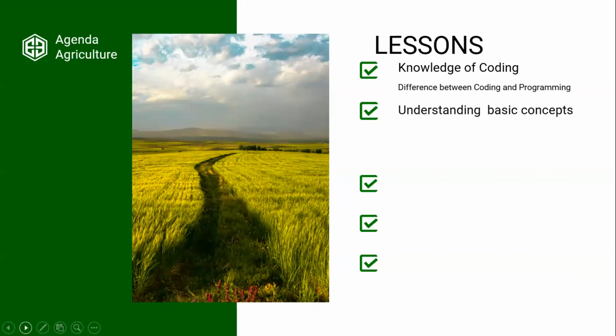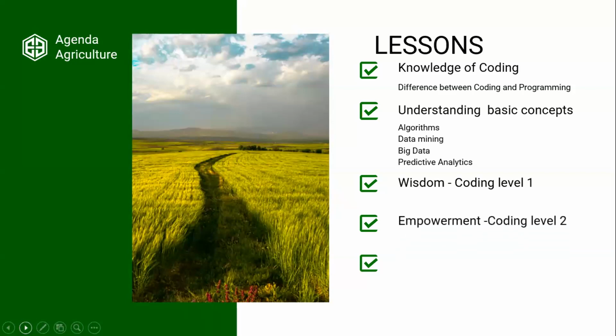Then our next lesson, tomorrow, the 5th, we shall have understanding the basic concepts. We shall look at algorithms, data mining, big data, and predictive analytics. That will be our second lesson, and we shall share with you all the work we shall be discussing throughout the lessons. Then we shall have the third domain, which is wisdom. That will be coding level 1, on Wednesday. On Thursday, we shall have empowerment, which is coding level 2.